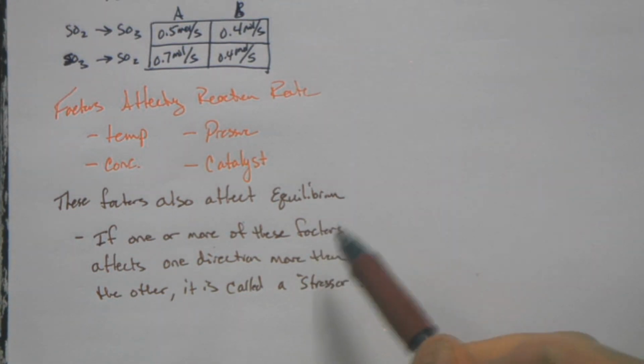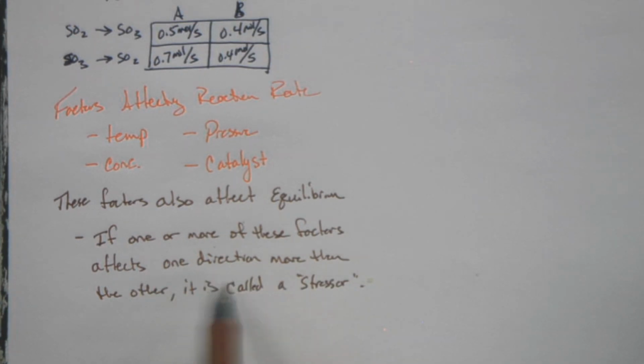Okay. If these factors affect one direction more than the other, it is called a stressor. It is something that is stressing the equilibrium. Okay, which brings us to Le Chatelier.